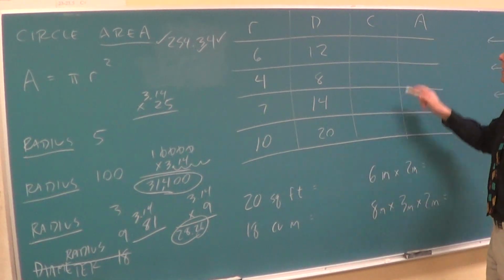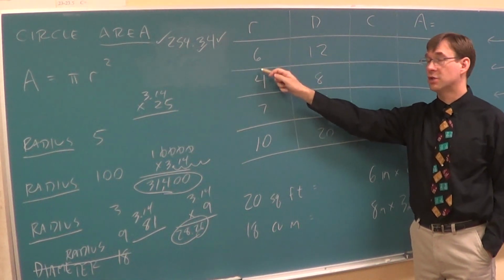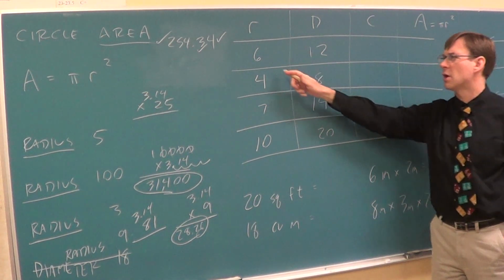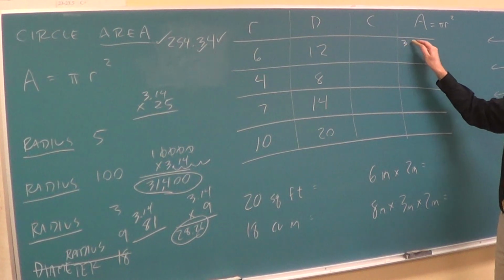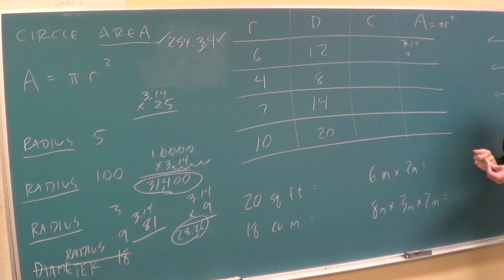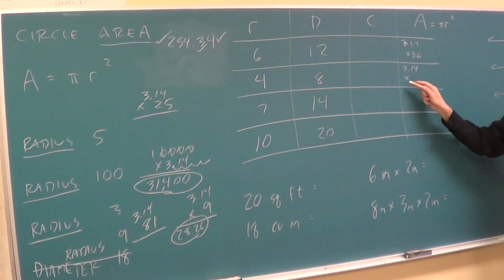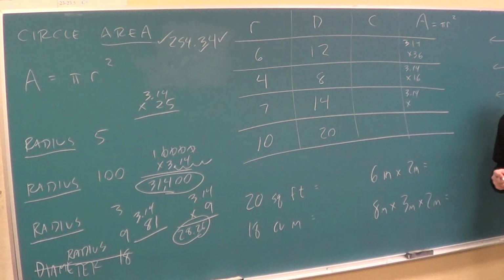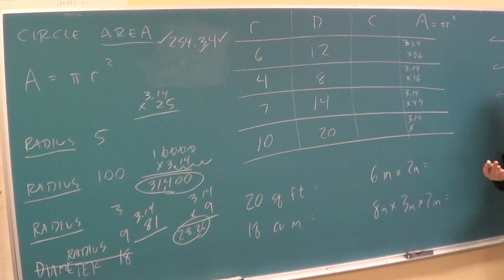Question about how to hop back and forth with those at all? Then let's do what we did today. The area is based on which of them? Radius, but not just radius, we have to do the radius squared. So how are we going to do this one? 3.14 times 6 squared, which is 36. How would we do this one? 3.14 times 16. This one is 3.14 times 49. This is 3.14 times 100.